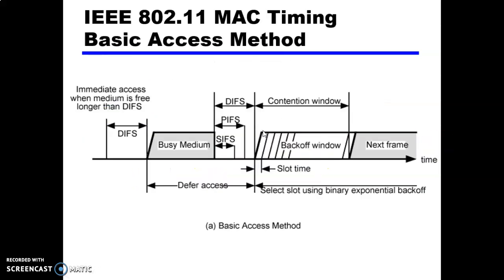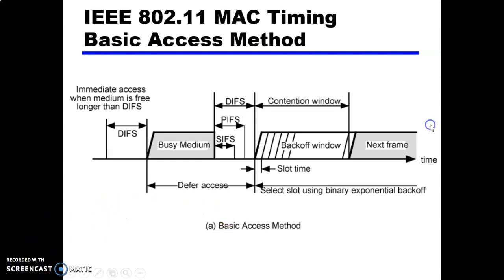So now whatever we have talked about earlier, we can see here. First is immediate access, when the medium is free longer than DIFS. Once DIFS is done, the frame is transmitted. Then the medium is busy for a particular time. Now one or more of SIFS, PIFS and DIFS can be used at that time. Whichever has the greatest priority will be given first, and if SIFS comes, then the SIFS frame will be transmitted. Here the DIFS is there, so it is called the contention window, because contention is there in DIFS, which we have seen is in the DCF function.